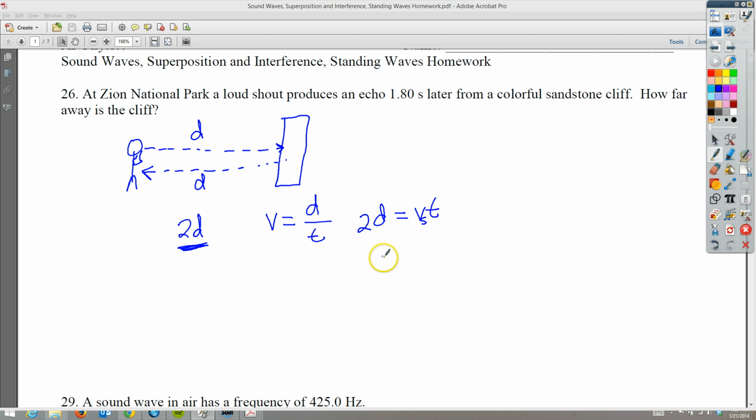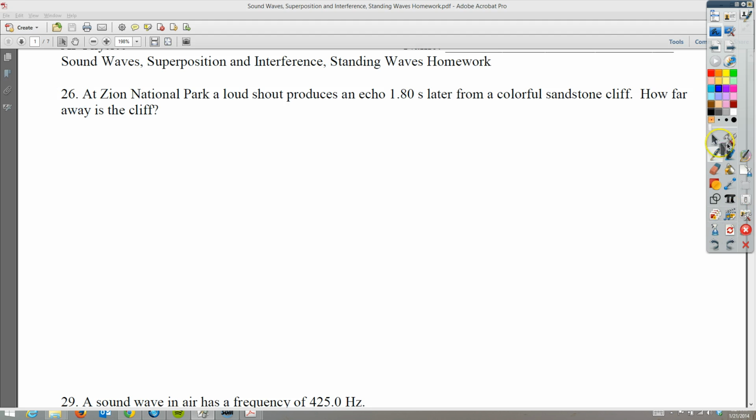At this point, we can just say d is equal to the speed of sound, which is 340, times the time it travels, which is 1.8, and then we have to divide that by 2 because we need to divide both sides by 2. When you go through and try to solve that, you should end up with an answer close to about 310 meters. And so that's number 26. Pretty common problem. Lots of people miss it because they forget to do the 2 for the distance because they just assume it's going here instead of going there and coming back.